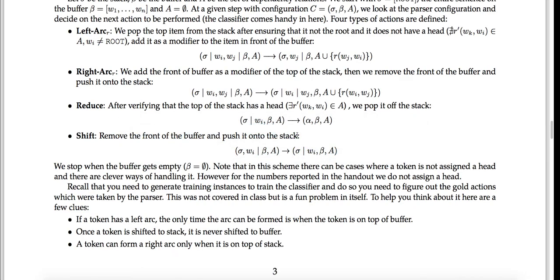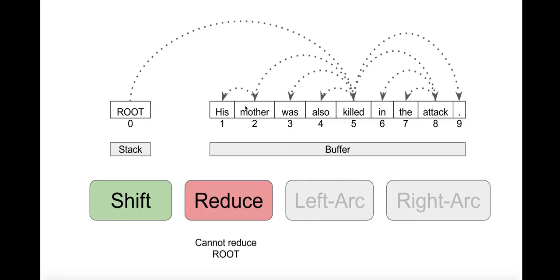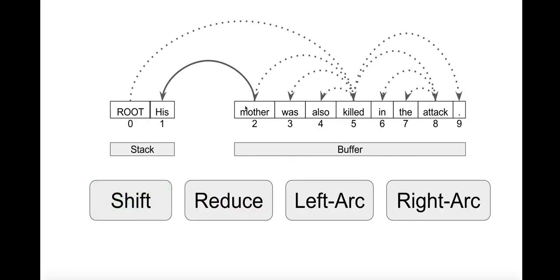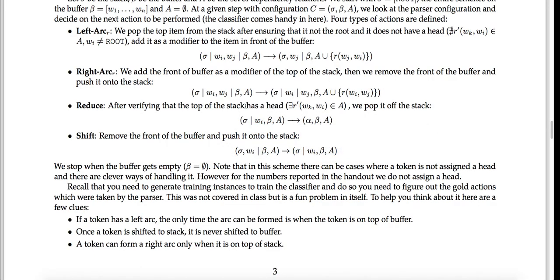That is because the root can never have a head, and therefore we cannot reduce it, as we see in the third rule in the PDF itself. So we cannot reduce root, and the only remaining option is to shift the token his onto the top of the stack. This shifting is also illustrated in the PDF, where we see that we remove the front of the buffer and push it onto the stack.